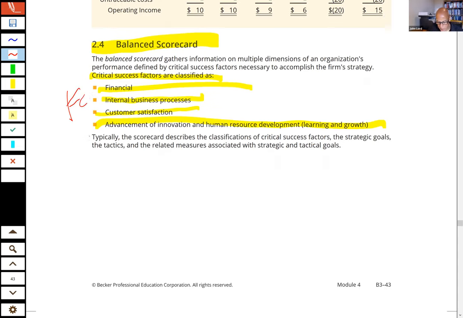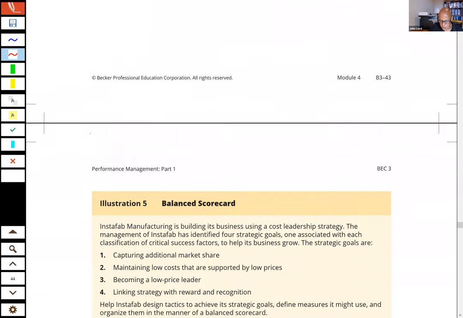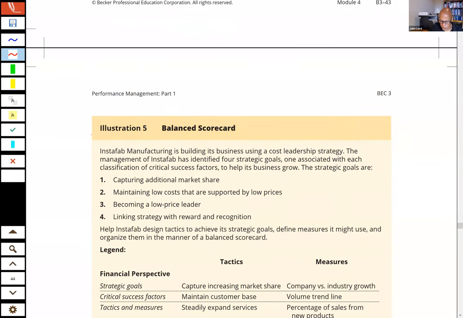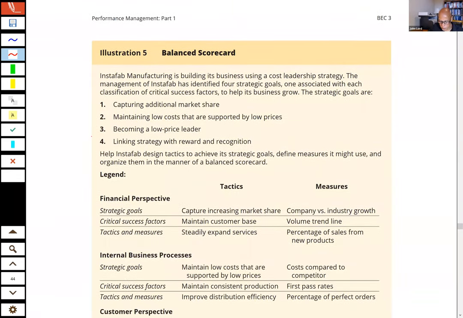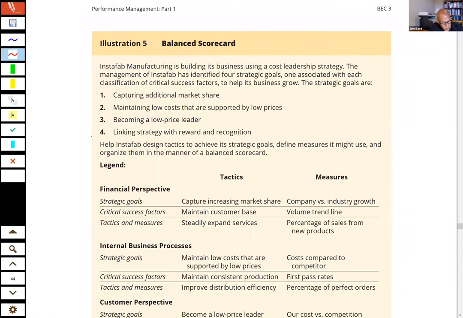And you start to take a look at this example. For each one of these perspectives, they call out some critical success factors. So, looking at this one, the critical success factor that might be relevant to financial is going to be, this would line up with capturing additional market share.